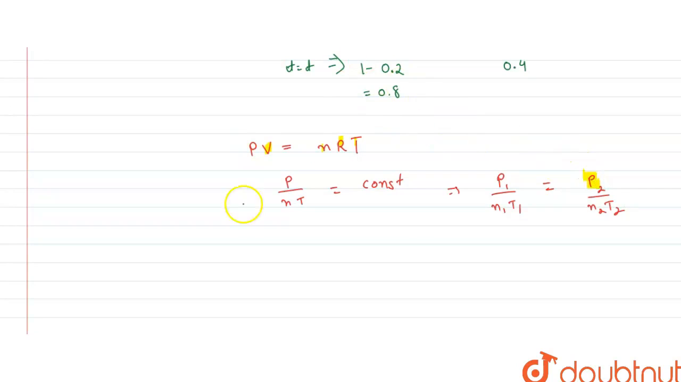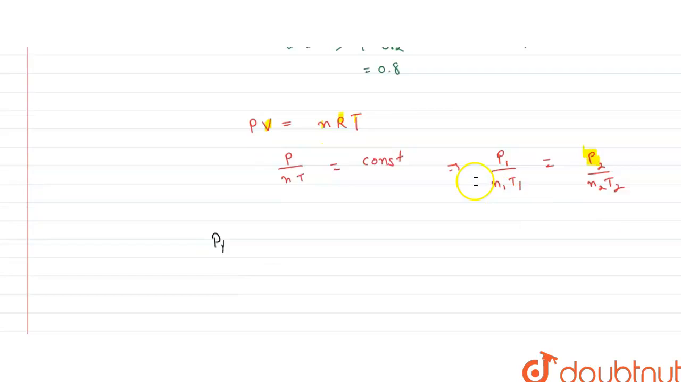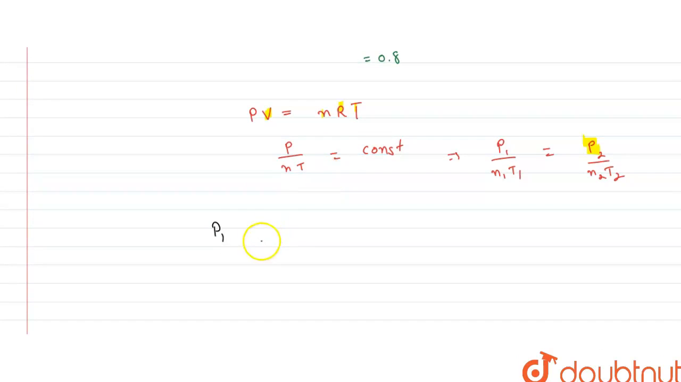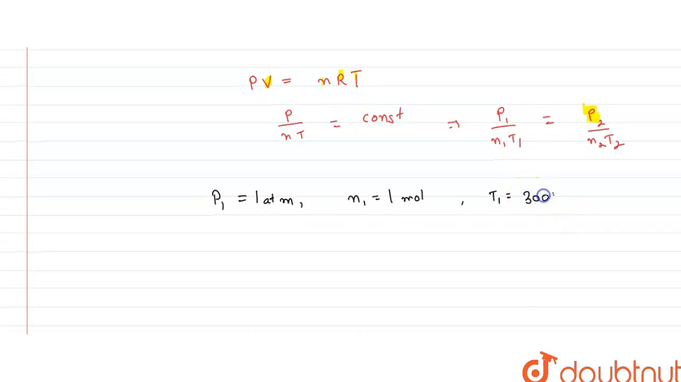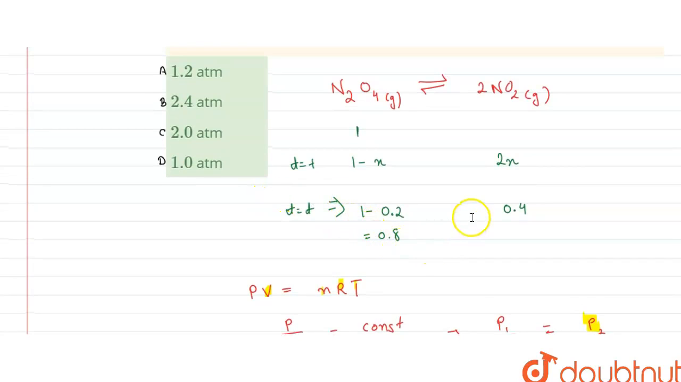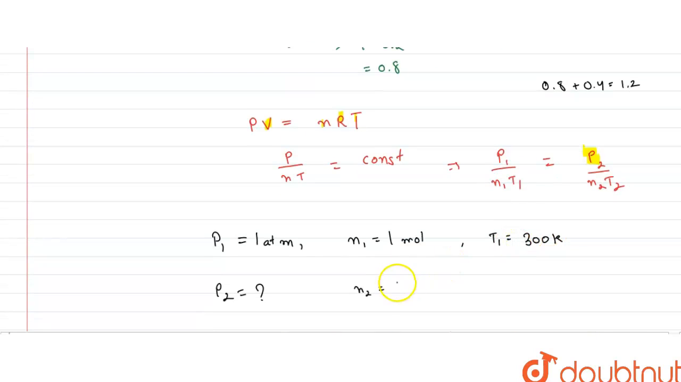So let me write the value. So P1, that is the initial pressure, has been given to us as 1 atmosphere. So P1 is 1 atmosphere, N1 is 1 mole, and temperature initially, that is T1, was given to us as 300 Kelvin. P2 is something that we have to find out. N2, that is the mole afterwards, so that is 0.8 plus 0.4, which is 1.2. So N2 will be 1.2 and temperature 2 is 600 Kelvin.